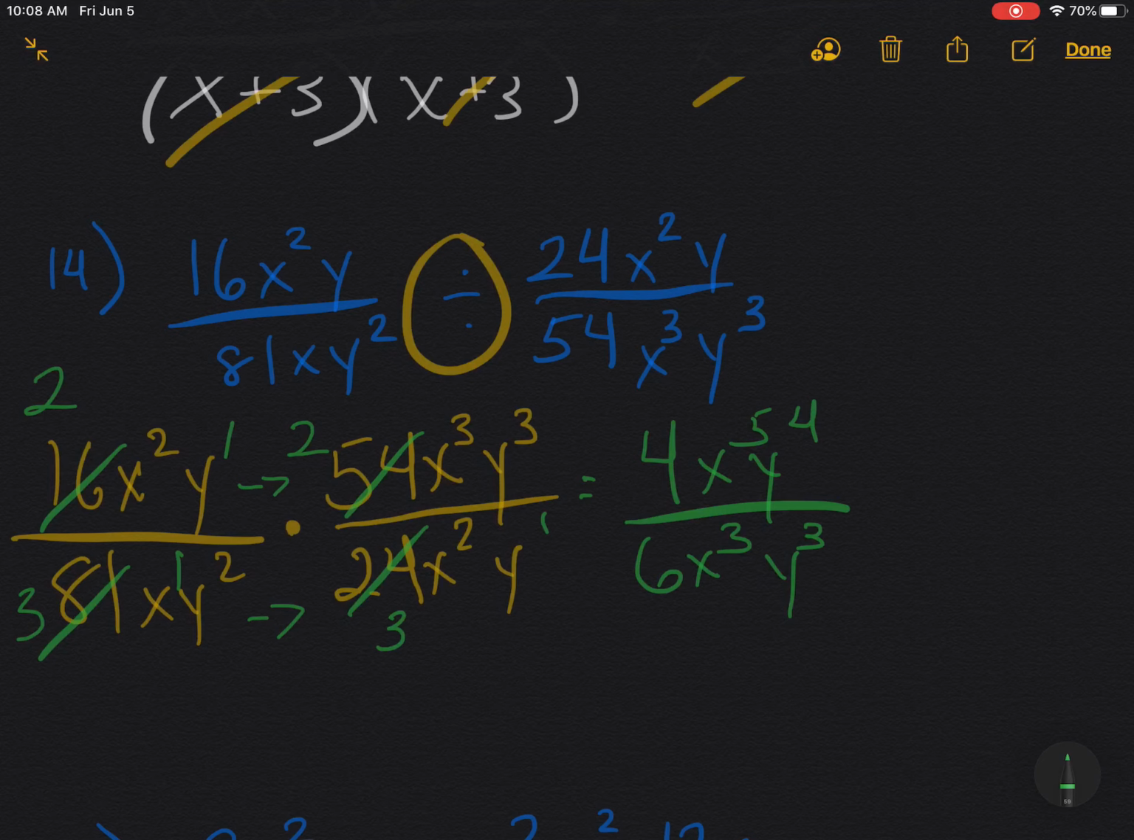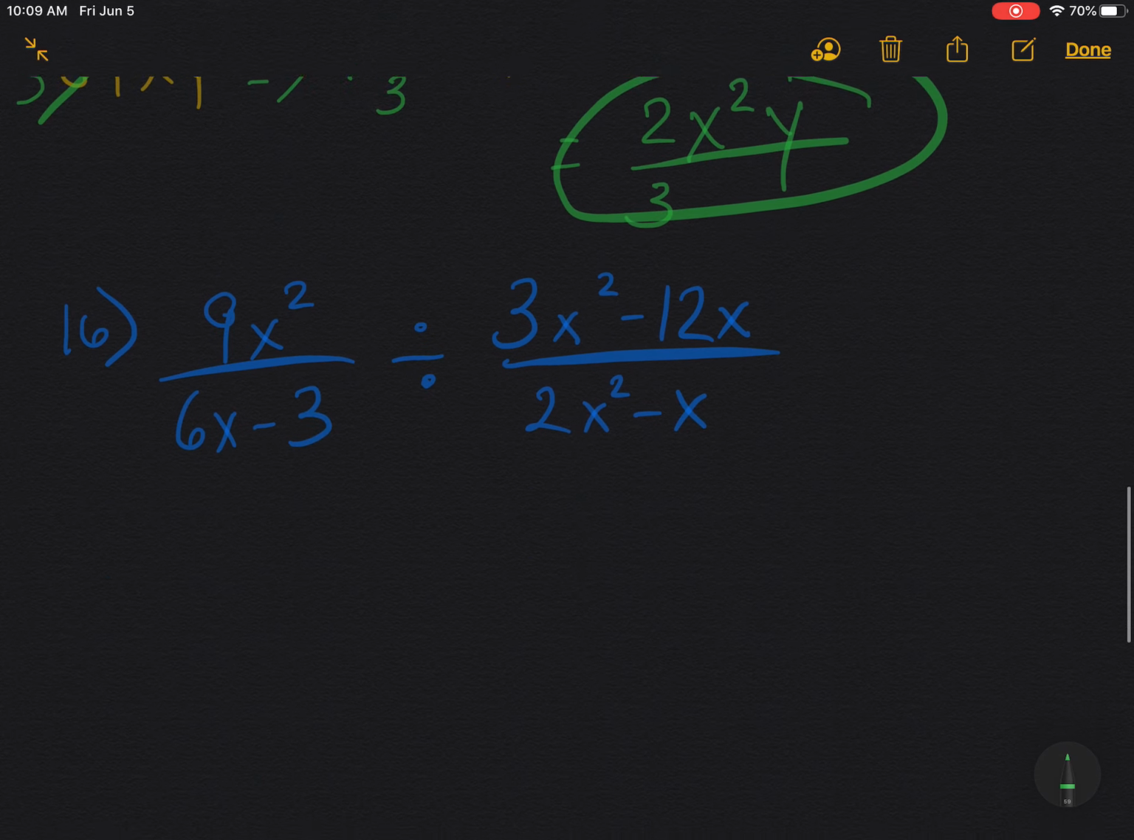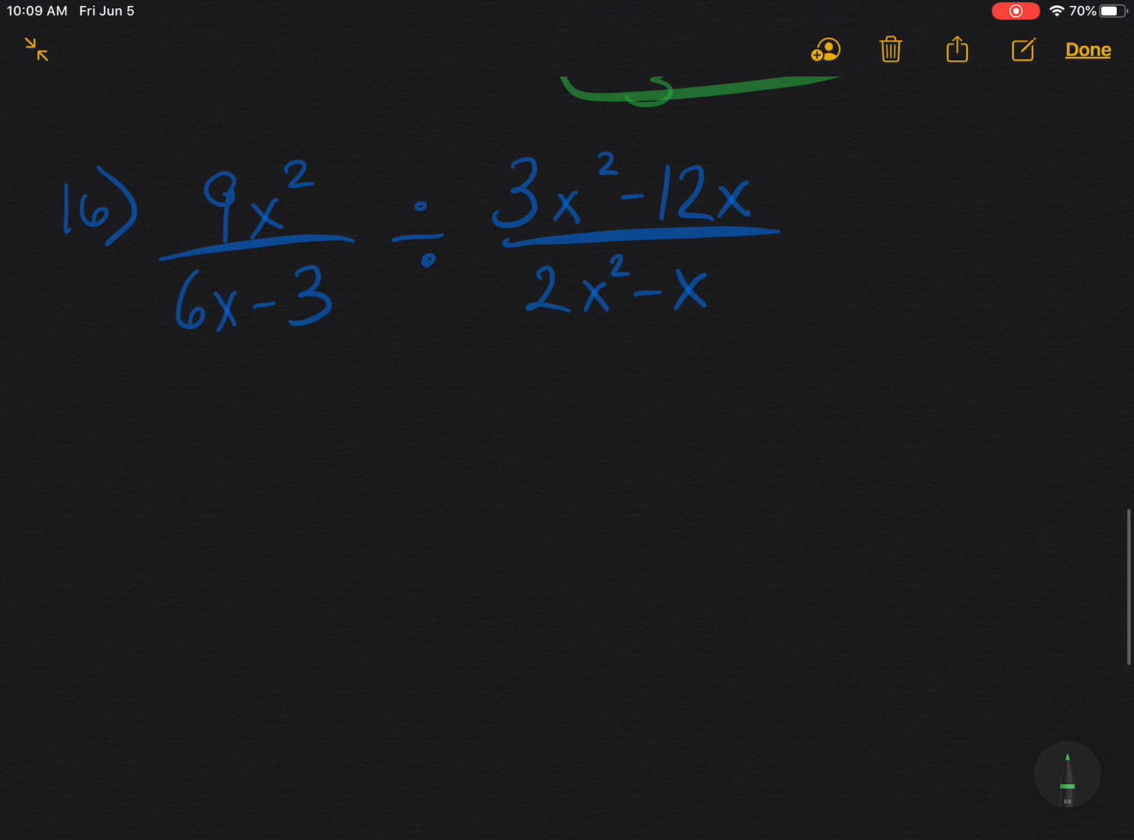Okay, one last step here. Subtract the exponents, and that 4 over 9 is already reduced. So the x's, let's subtract those, that'd be x squared, and y to the first, which is just y. Okay, so there's your final answer. 2x squared y over 3. Great. Moving on to number 16. Number 16, again, showing division. So right away, go ahead and flip the problem.